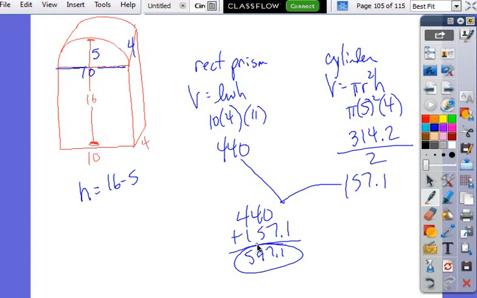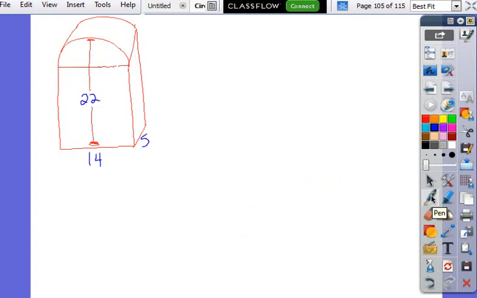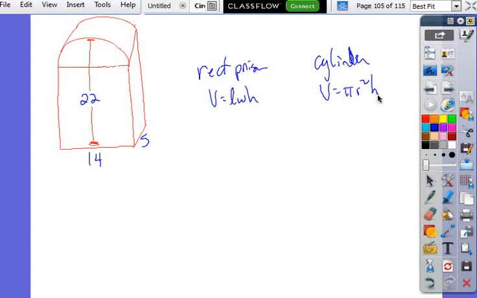All right, going back, same deal. I've got the rectangular prism here, which is length, width, and height. I've got the cylinder, which is pi r squared h. 14 and 5 are my length and my width. In order to find the height, I need to realize those are 7s for the radius. So for the height, I do 22 minus 7 and get 15. So 14 times 5 times 15 gives me 1,050.